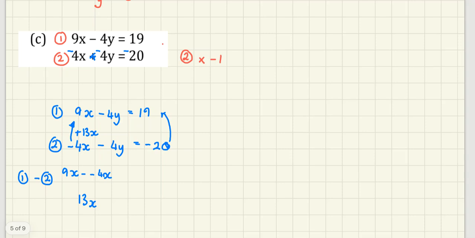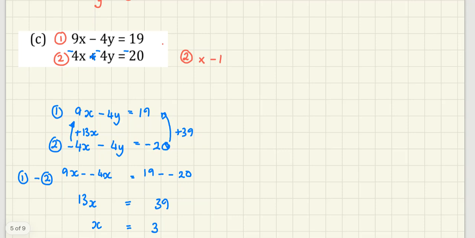What do I do to the answers? So if I do 19 subtract negative 20, I get the answer 39. So negative 20 up to 19 is add 39. So adding 13 x's added 39 to the answer. So what must 1x have been? 3.